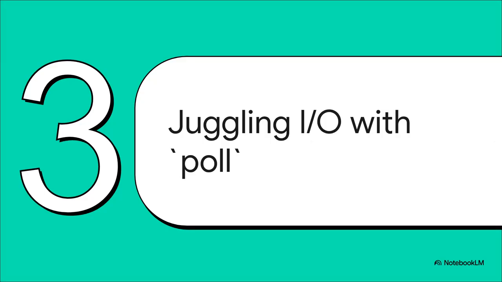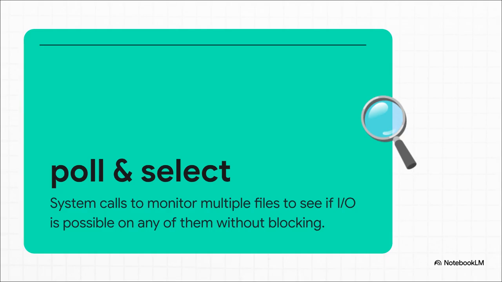Now, non-blocking I/O is cool, but imagine just calling read over and over and over again, only to get that negative EAGAIN error back every time. It's super inefficient, right? What if your application needs to watch dozens or even hundreds of files at the same time? Well, that's where poll comes into play. The poll and select system calls are amazing. They let a single process monitor a whole bunch of files all at once.